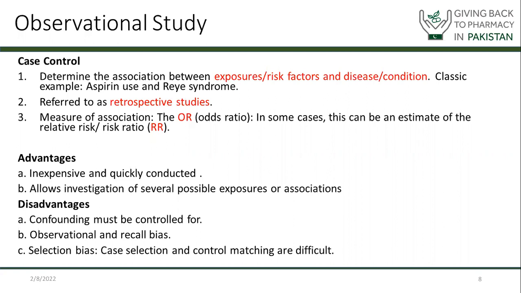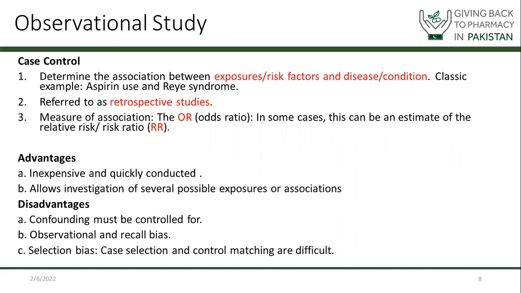Observation and recall bias. Obviously, if it is a retrospective study, always remember the possible bias is recall, because it is about the past history. So people can forget about the exposures. They might not remember. Like if I ask you how many times you have used antibiotics in the last 5 years, obviously you will not remember the exact number. So there is a recall bias.